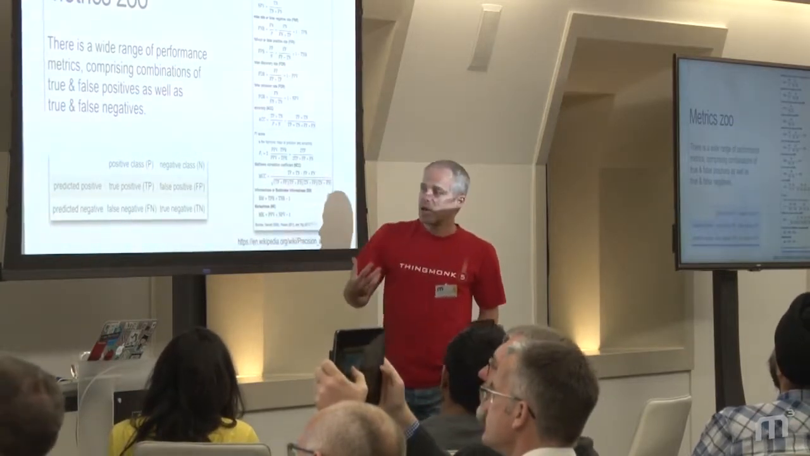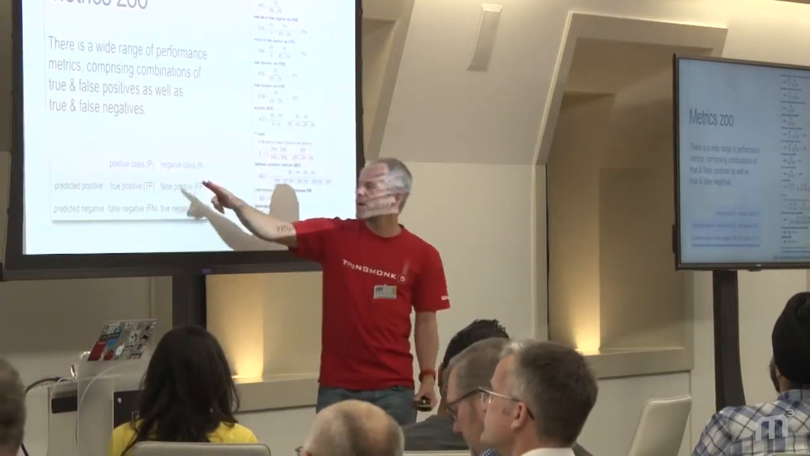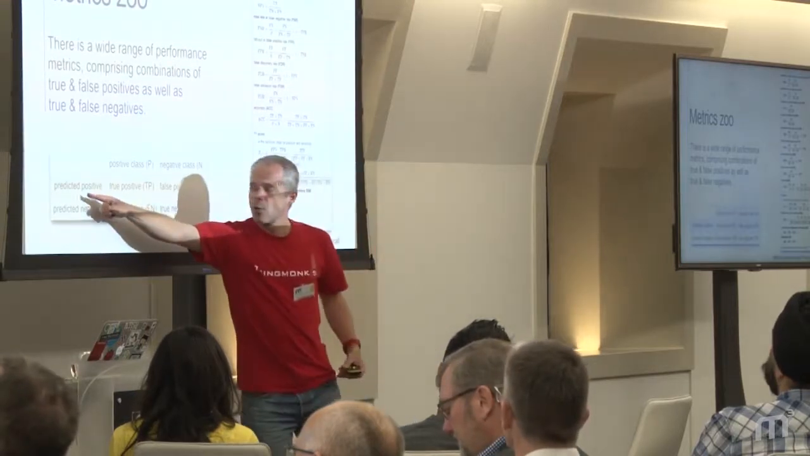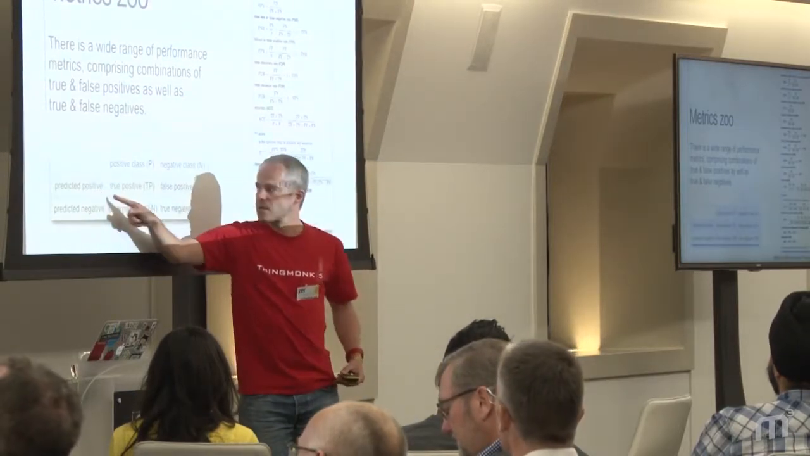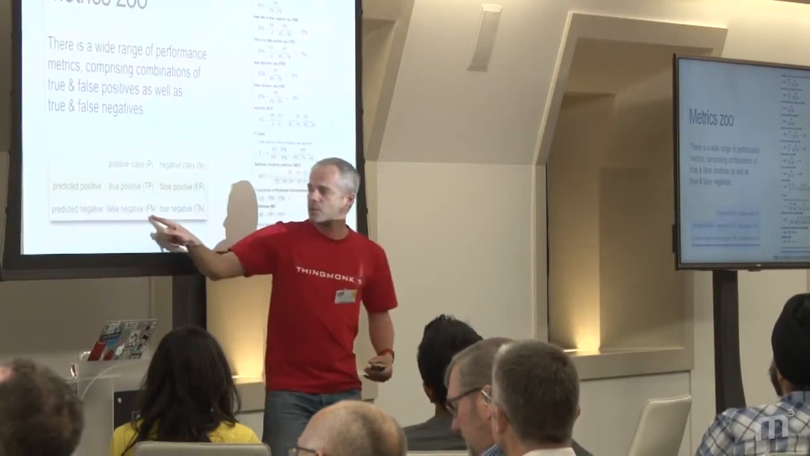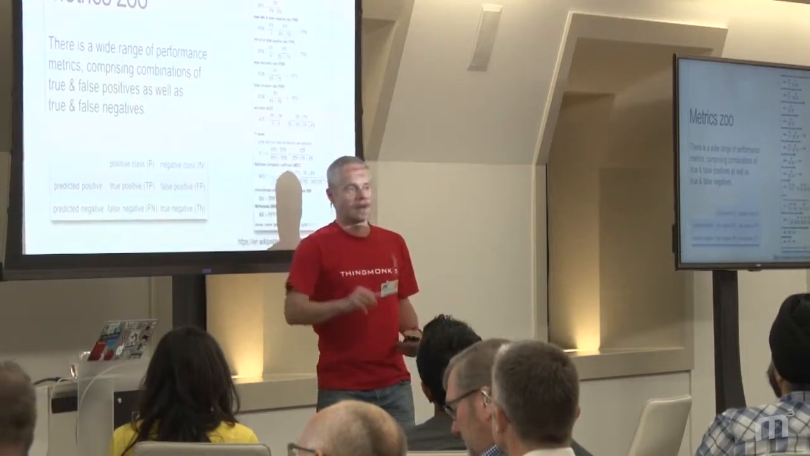But always think you have a positive class, so flights that have been cancelled, and you have a negative class, flights that have not been cancelled. Now, do we predict the flight to be cancelled? Those are our true positives. Or do we predict it not to be cancelled? That would be a false negative. Or we have false positives and true negatives.